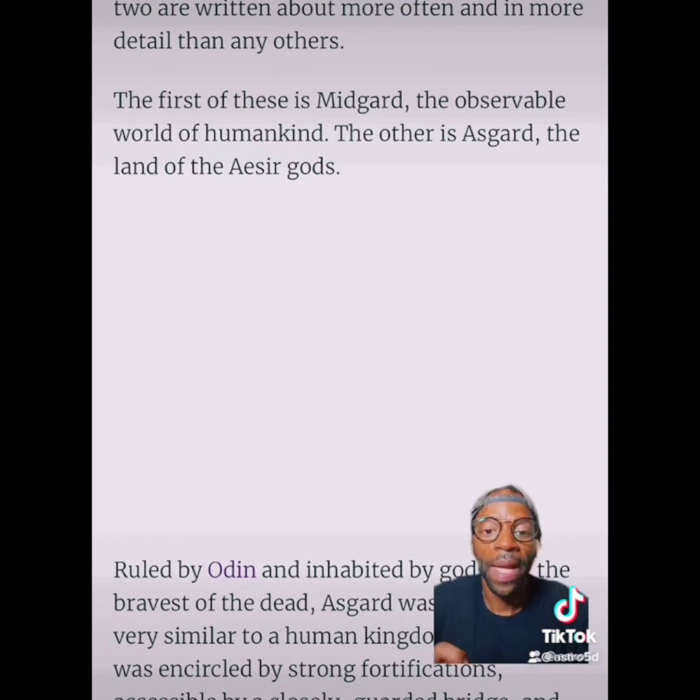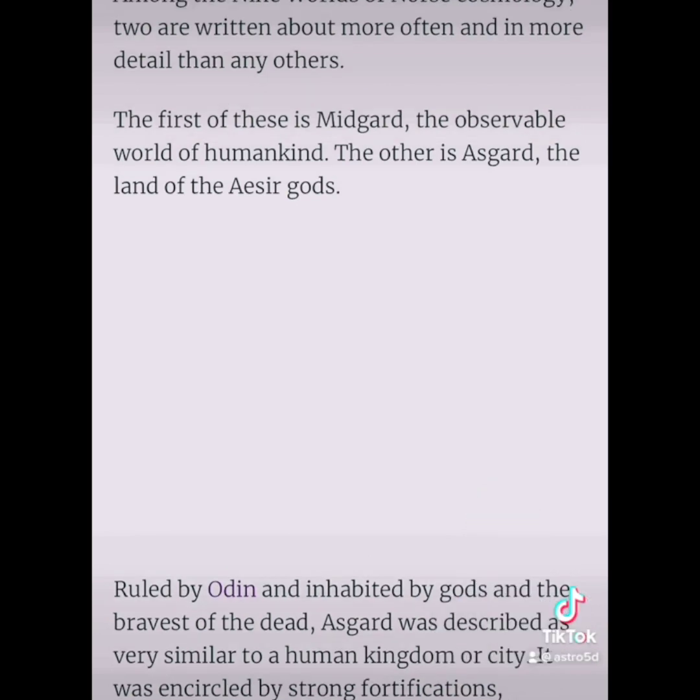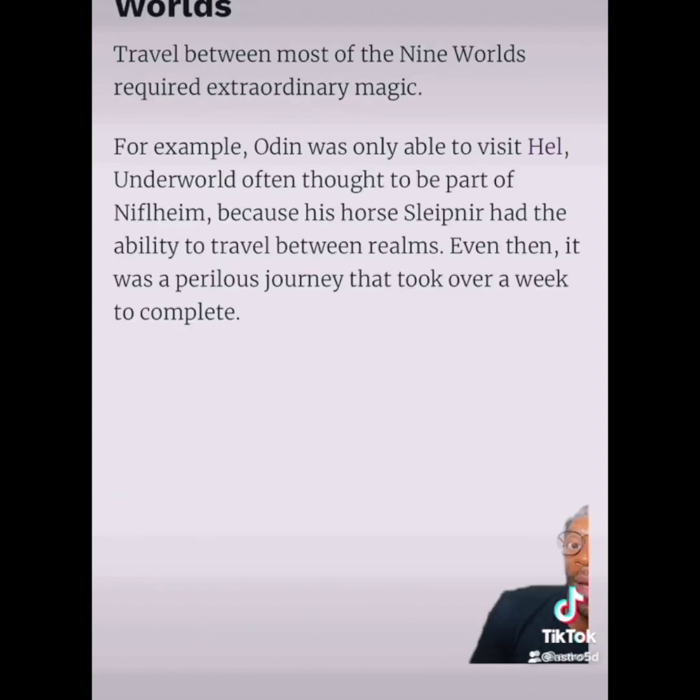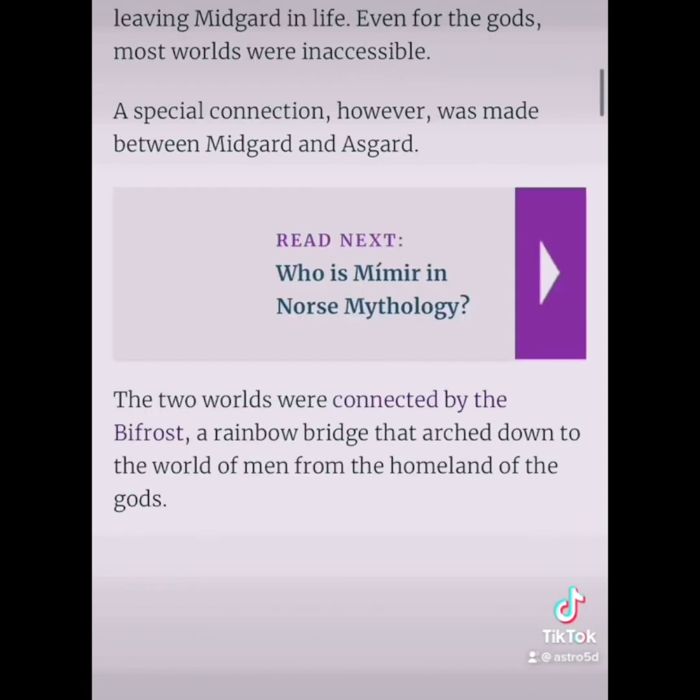Pause to read. In Norse mythology, we are living in Midgard, and then you have Asgard, which is the home of the gods, and it's ruled by Odin. Asgard was like a human settlement, but on a grand scale. Odin was only able to visit Hell, the underworld. The average man had no chance of leaving Midgard in life.